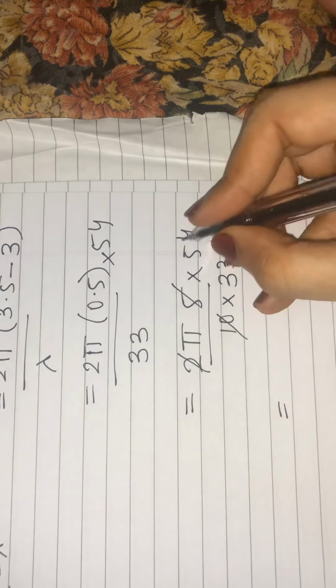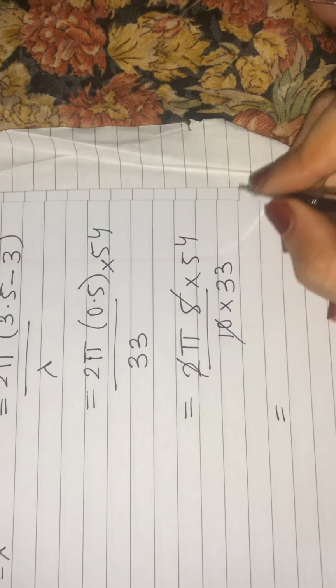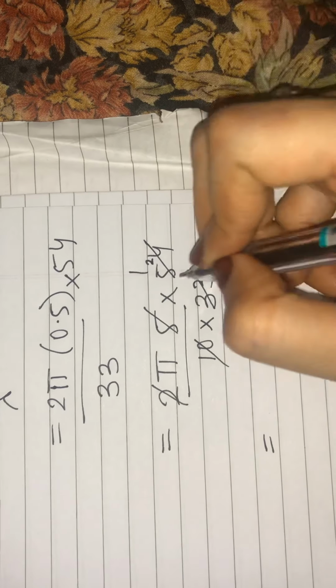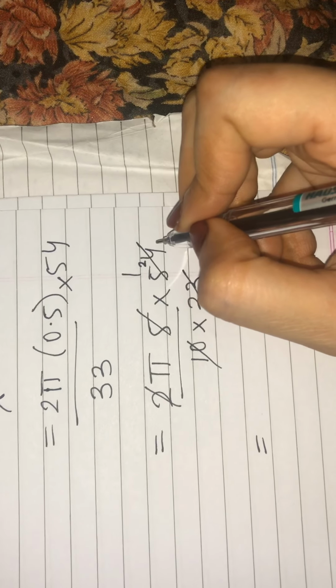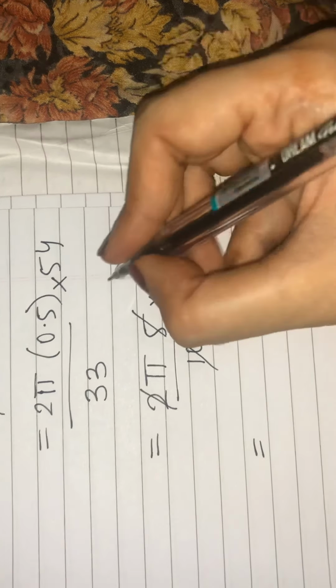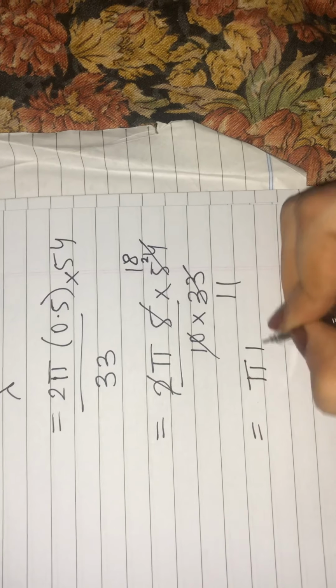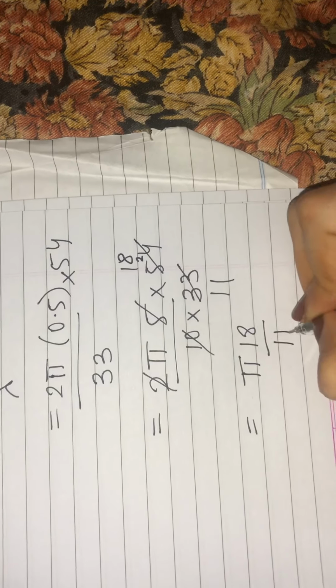Now we have pi times 54 upon 33. Let's do the cancellation for 54 upon 33. 3 ones are 3, 3 sevens are 21, 3 eights are 24. So it is pi times 18 upon 11.